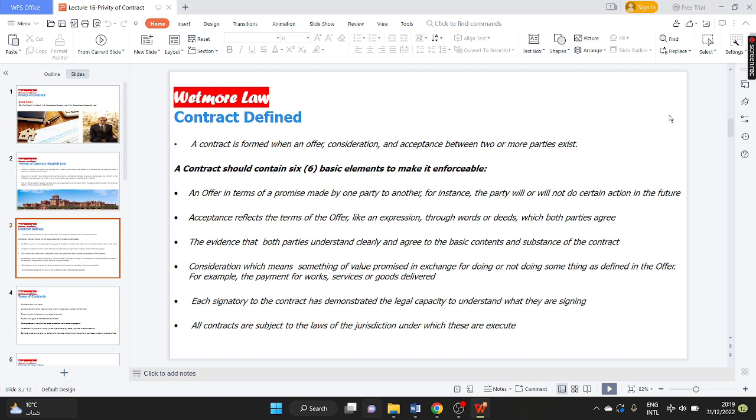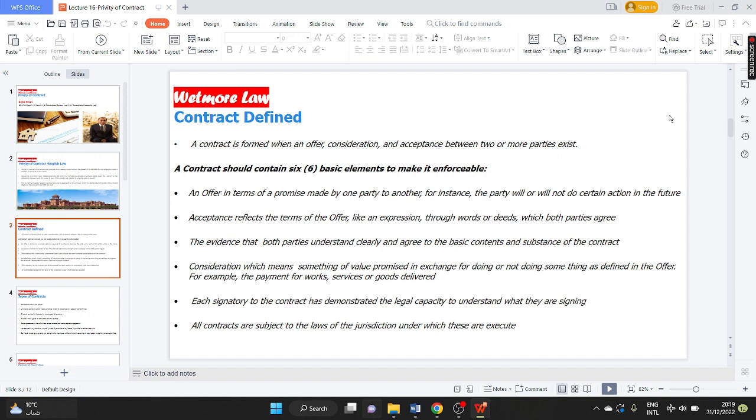Acceptance reflects the terms of the offer, like an expression through words or deeds to which both parties agree. The evidence that both parties understand clearly and agree to the basic contents and substance of the contract. Consideration, which means something of value promised in exchange for doing or not doing something as defined in the offer. For example, the payment for works, services, or goods delivered.